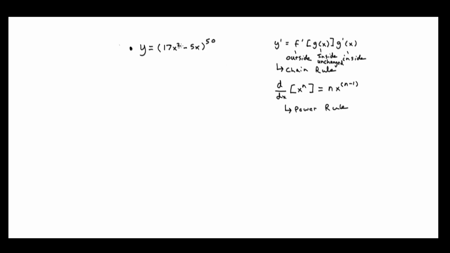So looking at this here, when you have something that's raised to an exponent, you can always assume that the exponent is going to be your outside value, and then the function inside the parentheses is going to be your inside value. So here's our inside, and here's our outside. And then we can just kind of break this down left to right.